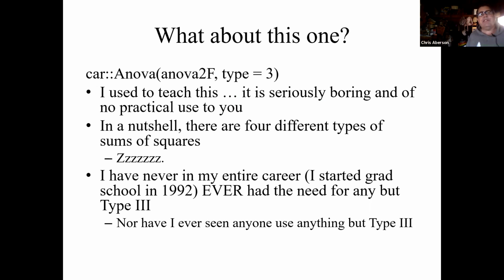There are several different types of sums of squares that can be used in ANOVA, and they all serve different purposes. I used to teach this, and it's really boring, and it has no practical use. There is only one message here. Psychology always uses type 3 because type 3 is what you use when you have to address situations where unequal sample sizes might occur and you're interested in interactions. That's all you need to know. I've never, ever, ever had a need for anything but type 3 sums of squares, nor have I ever seen anybody use anything but type 3 sums of squares outside of situations where they made a mistake because they didn't know it was the default in a different form of software.